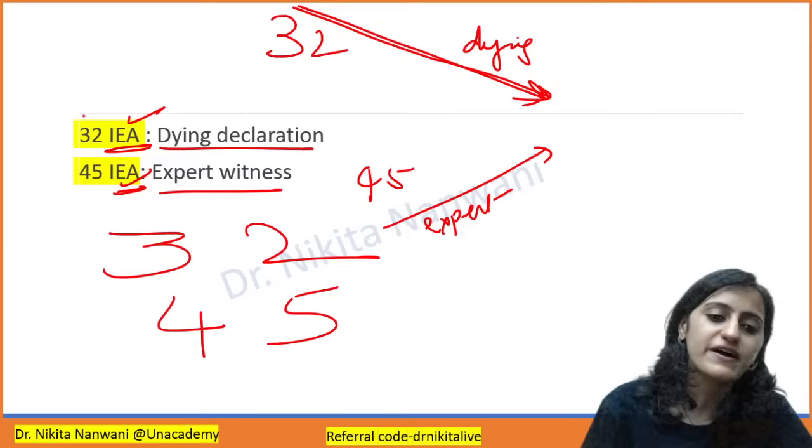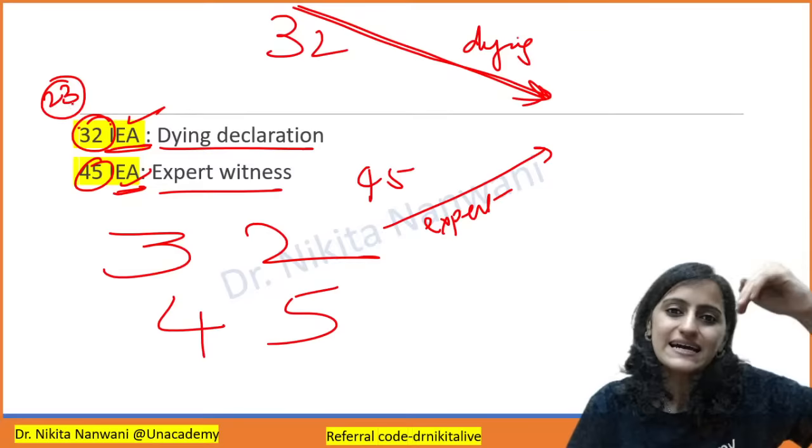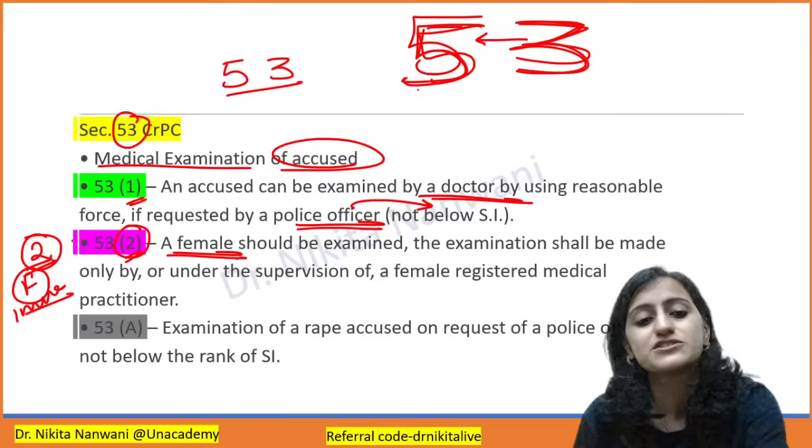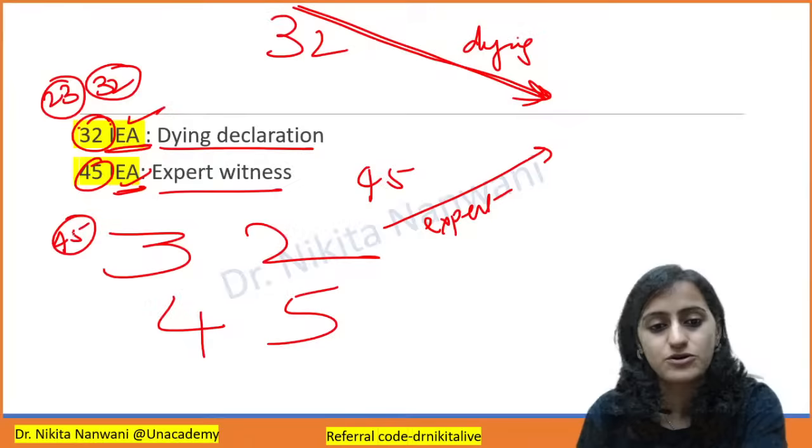So remember these four numbers, 3, 2 and 4, 5. You will not write this as 23. Dying hai, toh decreasing number 32. 4, 5, expert, upar ja raha hai number, 4 ke baad aayega 5, that is your expert witness. Okay, that is your expert witness.